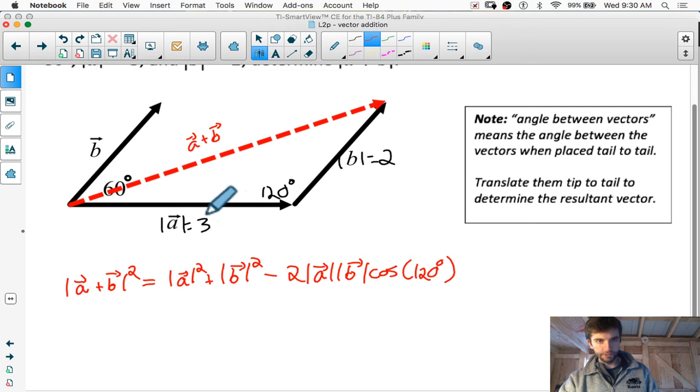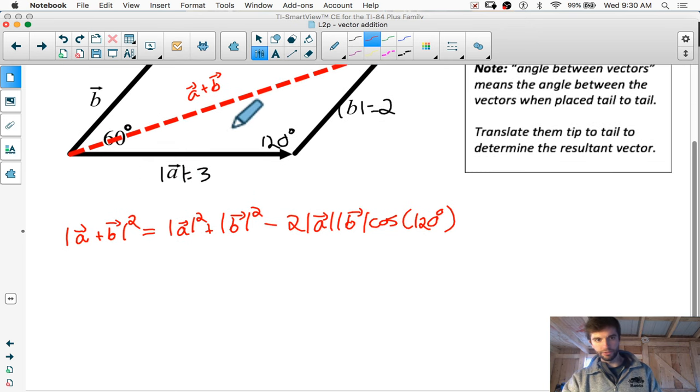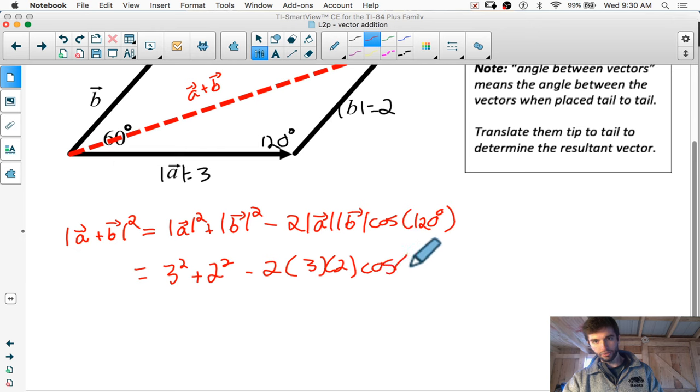This side squared equals that squared plus that squared minus 2 times cosine of the contained angle. And then we just have to plug in what we know, and we'll get the magnitude of the resultant vector. So 3 squared plus 2 squared minus 2 times 3 times 2 cos 120. So we get 9 plus 4 minus 12 times cos of 120.